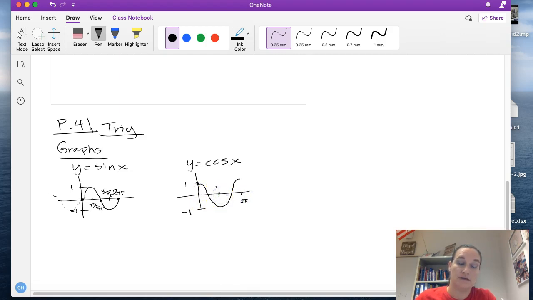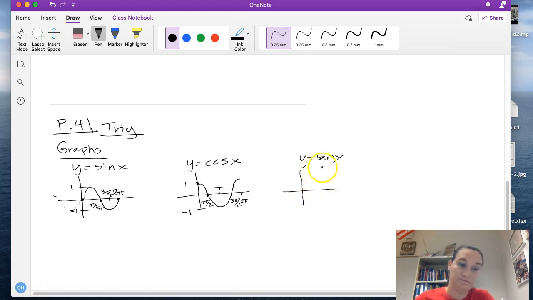Halfway in between is pi. So at pi, it's -1. At 2 pi and 0, it's 1. And then these zeros split 0 to 2 pi into fourths. So that's pi over 2 and 3 pi over 2. So that's what the graphs look like for that. And then tangent is the last graph that we're going to look at just real quickly.